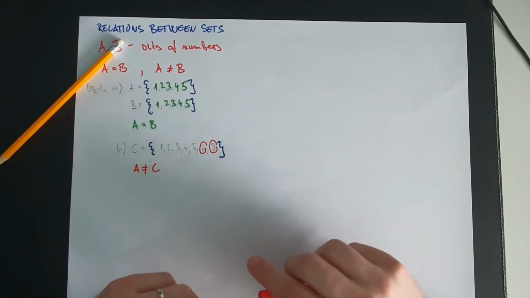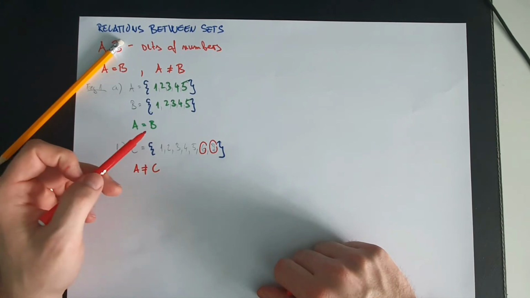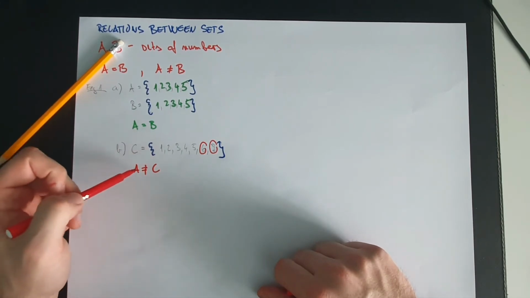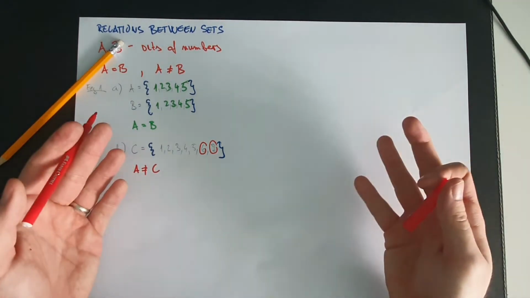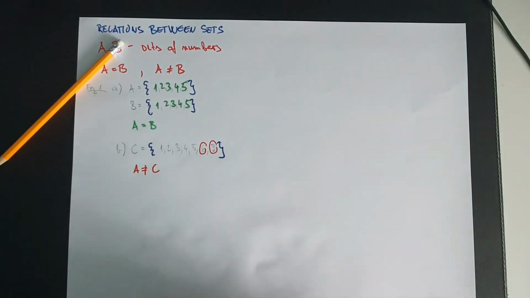You can also change the order. You can say B equal to A and C not equal to A. It doesn't matter. The order you pick is okay. So this is as simple as that.